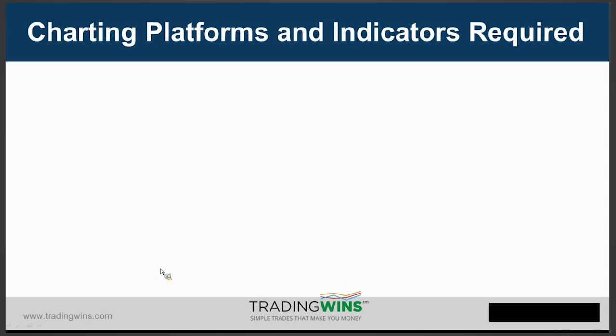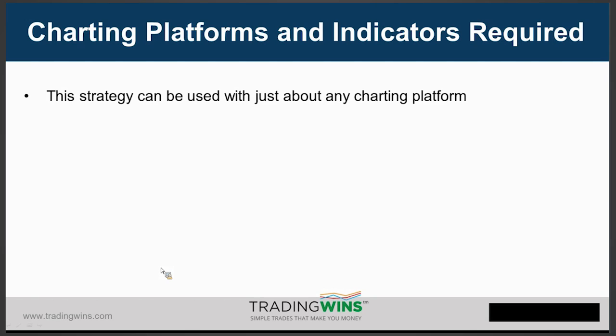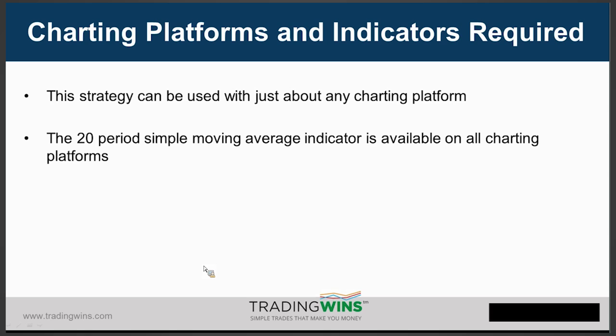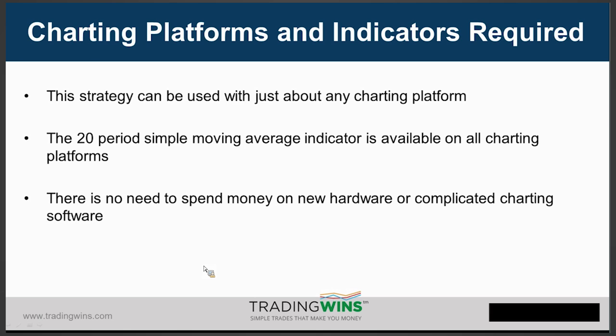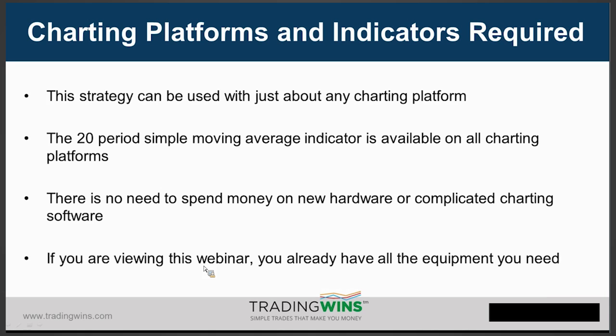Now, what will you need to trade the system? Number one, this can be used on just about any charting platform. We are using MetaStock. We love MetaStock. Great platform. And the reason being, all you need is a 20-period simple moving average on your chart. That's it. That's the only indicator you will be plotting on there. And really, you don't even need it. This is more of a visual aid than anything. But I'll show you and explain on the live charts why we use this indicator. So there is no need to go out and spend money on new hardware or complicated charting software. If you're viewing this webinar, you already have everything you need.